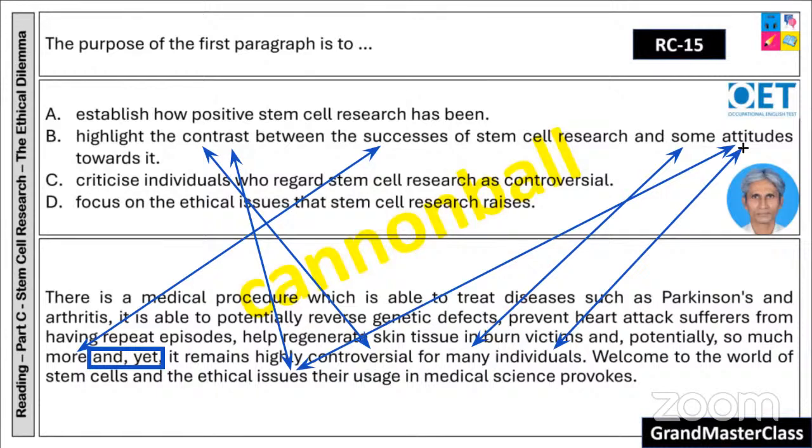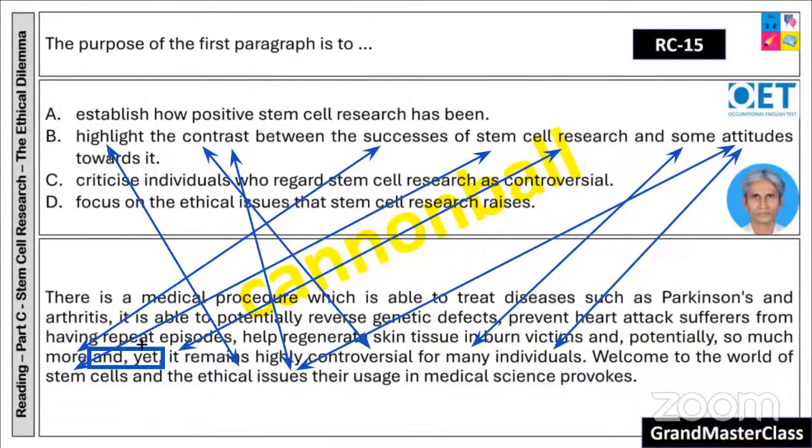So now let us see here. Stem cell research. It means stem cell research. It remains, it, stem cell research. So fine, let us see here. So he is highlighting and showcasing the ethical issues. Now let us see the success of stem cells and the ethical issues because of the attitude of the people.